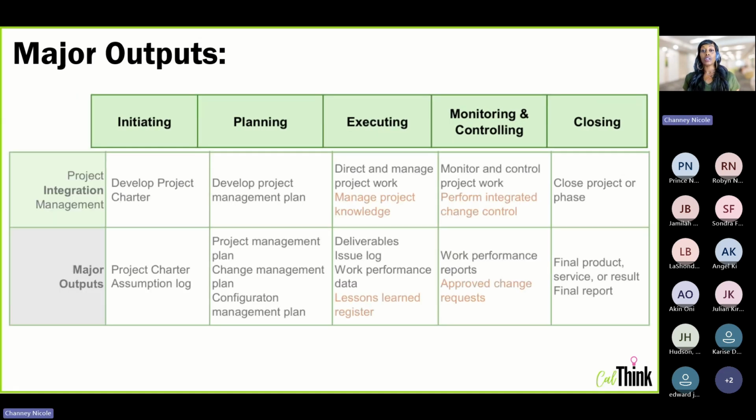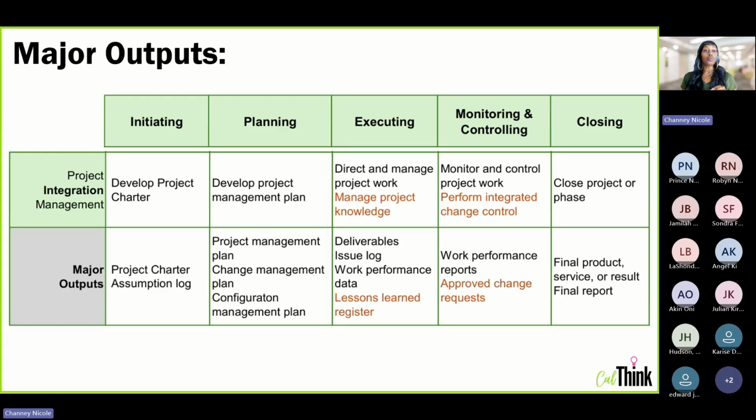So we'll start with integration. Now, the way to read this outputs table is to look at your processes up here, right? You have develop project charter for initiating, develop project management plan for planning, et cetera, et cetera. Down here, you have a major output. So for each line that begins with a capital letter, that's a new output for that process, and it's color-coded.